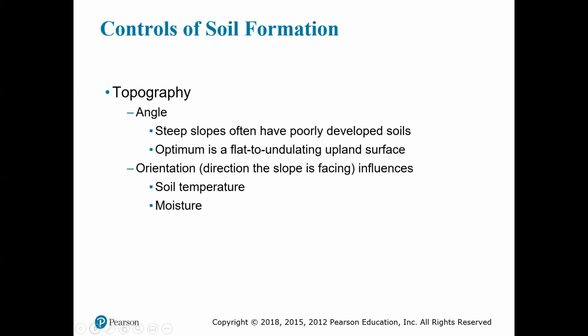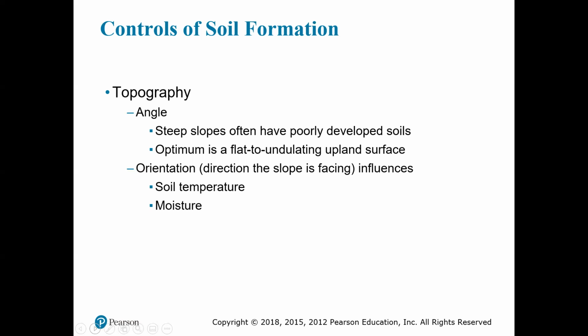In the bottomlands, where we have flat land, these types of soils often stay waterlogged. So they have a lot of organic matter that's a part of them, because the plants can't properly grow because there's too much water, so they decay. The optimum terrain is flat to undulating upland surface, because these types of surfaces are going to have good drainage, they're going to have less erosion, and water is going to have time to soak into the ground.